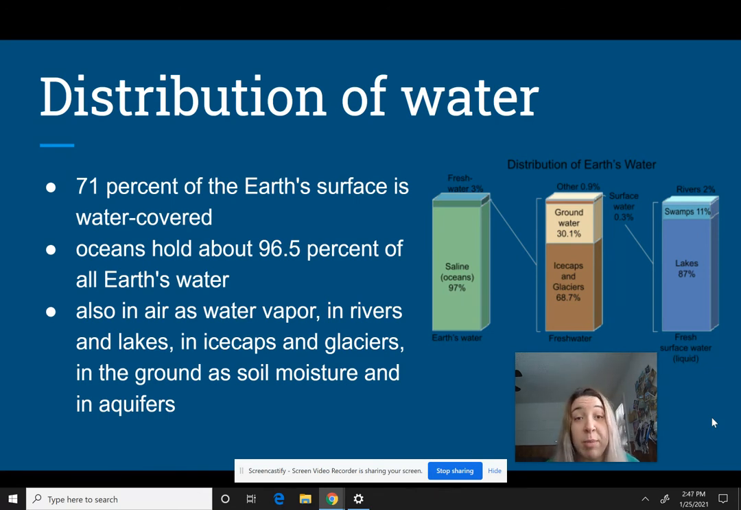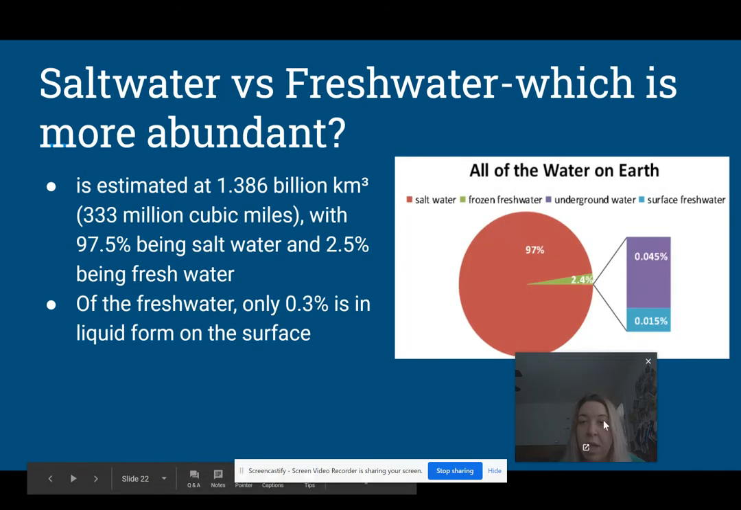You guys are going to have to be able to talk about where most of our water is found, the ocean. Excuse me. And basically, you'll have to be able to graph it, which we have been working on. So don't panic. You're going to be okay. All right. I promise. Let's keep going.